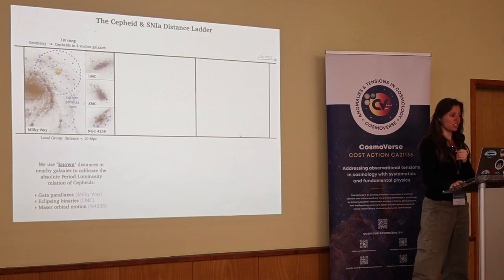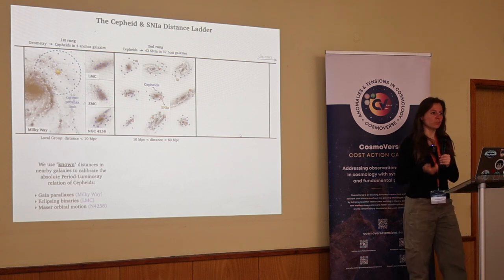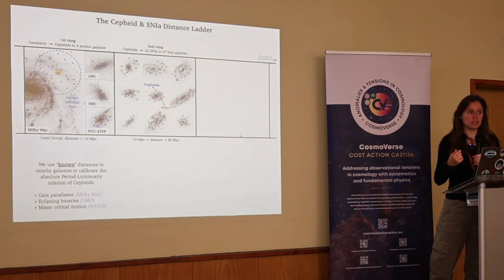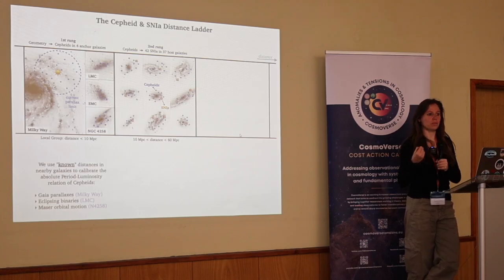Once we have this calibration of Cepheids, we move on to the second rung, where we have both at the same time in the same galaxies. You have Cepheids, they're still bright enough so that you can observe them. And you also have type 1a supernovae. So using the Cepheid distances, we establish the absolute scale of type 1a supernovae brightness.